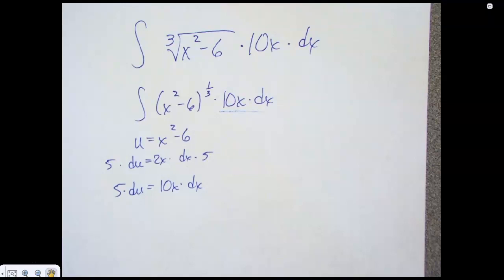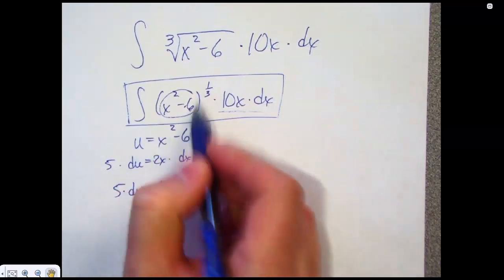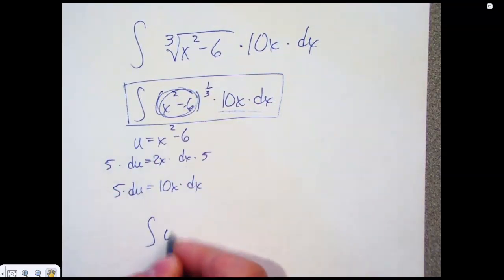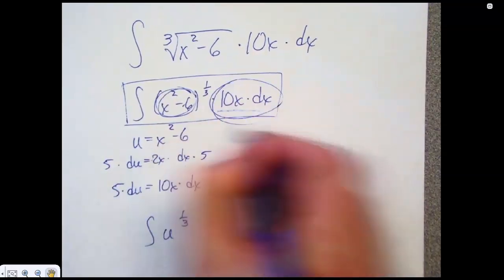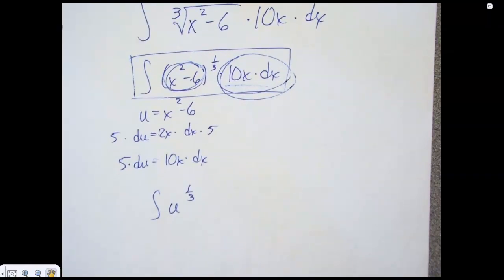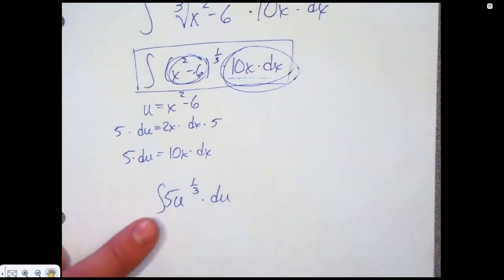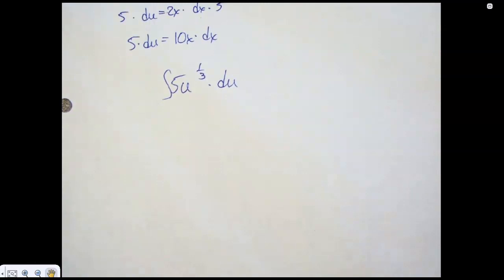That part good? That's the hard part. I think that's the hardest part. Then I'm going to rewrite everything up here. So instead of this, what am I putting? It's u to the 1/3. And instead of this, what am I putting? 5 times du, right? It makes most sense to me to write the 5 out in front because that's just how you're used to seeing the problems that you're integrating.